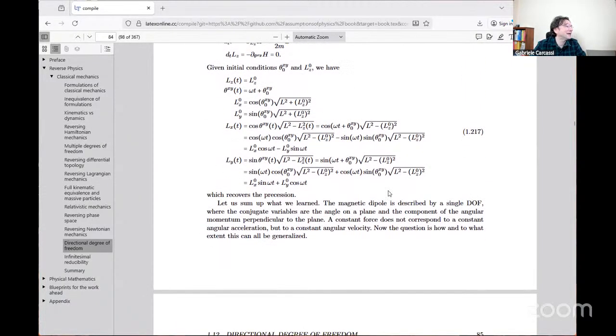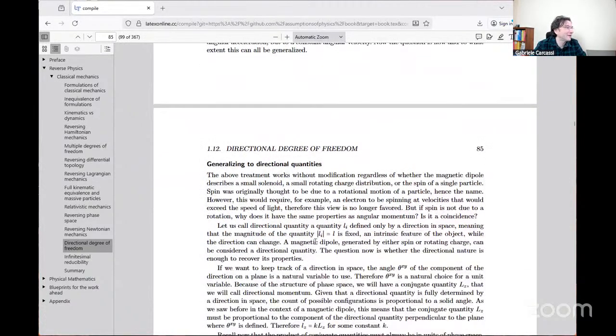And now we basically have to make sense of whether this is some kind of coincidence or if there is an underlying reason. And so the first thing that you say, okay, suppose that I have a directional quantity, and it's not an angular momentum.